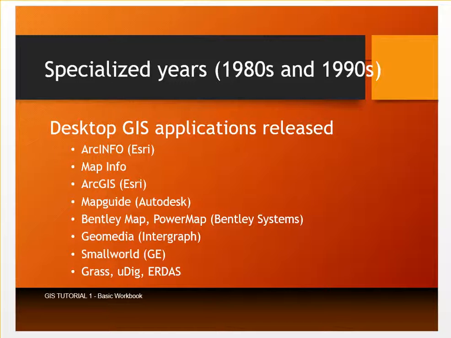MapInfo was a light GIS, if you will, good for map making, not so strong on the analysis. Some other companies, Autodesk, Intergraph, really tried to get into this market. And as you can tell, since we're using Esri software, they didn't really make it.